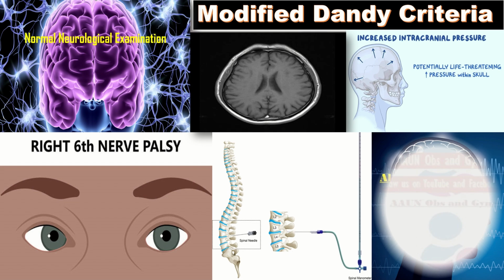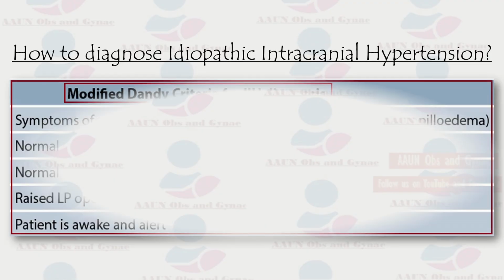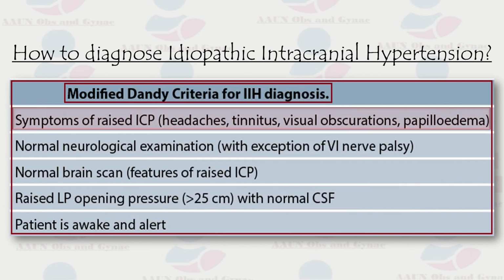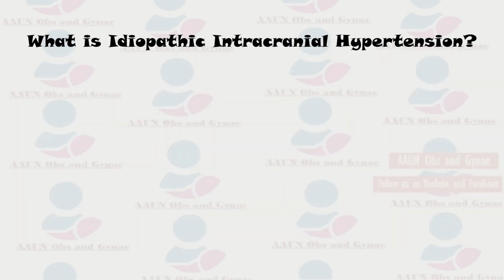So, how to diagnose idiopathic intracranial hypertension? The modified Dundee criteria include symptoms of increased intracranial pressure, which include headaches, tinnitus, visual obscuration, papilloedema. Normal neurological examination with the exception of sixth nerve palsy. Normal brain scan with the features of increased intracranial pressure. Raised lumbar puncture opening pressure of more than 25 cm with a normal CSF, and the patient is awake and alert.